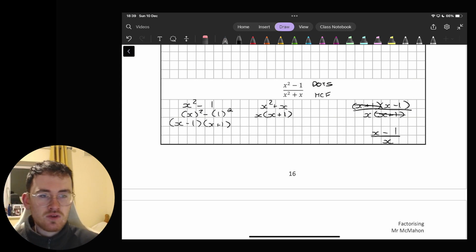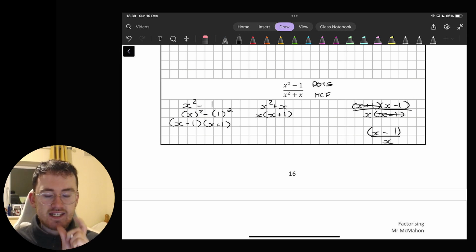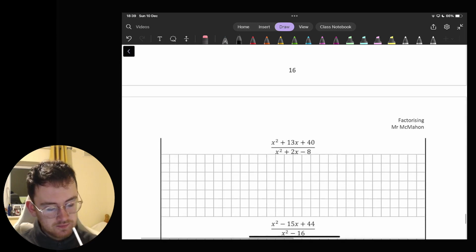And as I said before, we can't divide x in there because x minus 1 on the top is a complete expression. So I could only divide something into that if it divided into both parts. So even though, yes, there is an x there, I'm not going to go any further with that one.